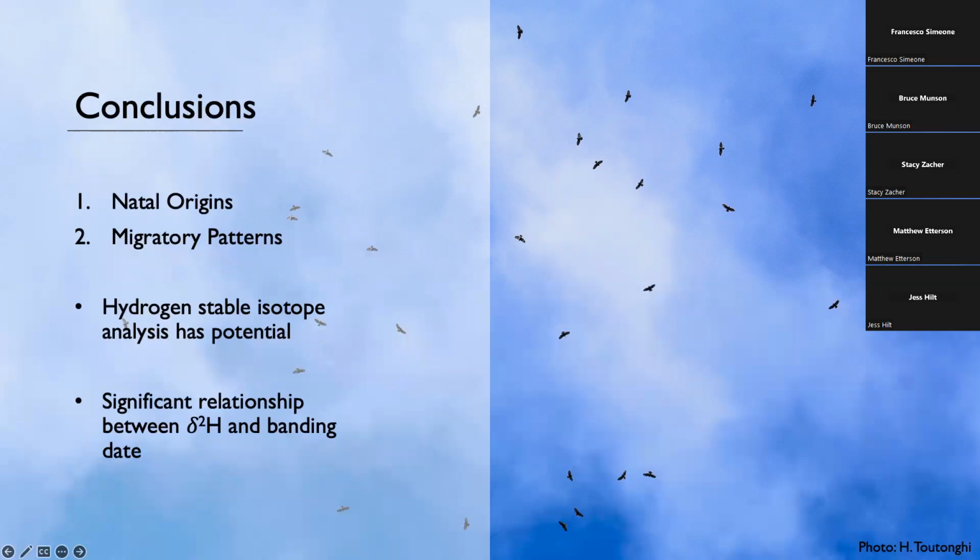So to give a broad conclusion to all of that, hydrogen isotope analysis definitely has potential to help us understand natal origins and also patterns within migration. And we found that there was, in some cases, a significant relationship between the isotope value and the date that individual was banded at Hawk Ridge.